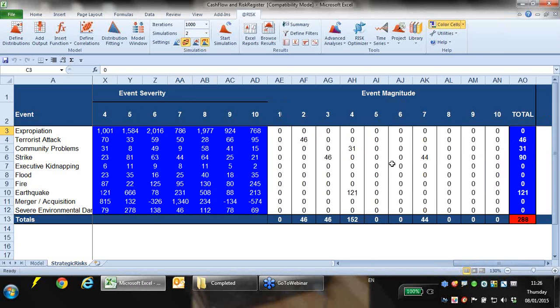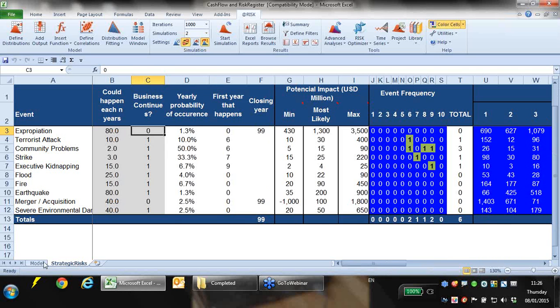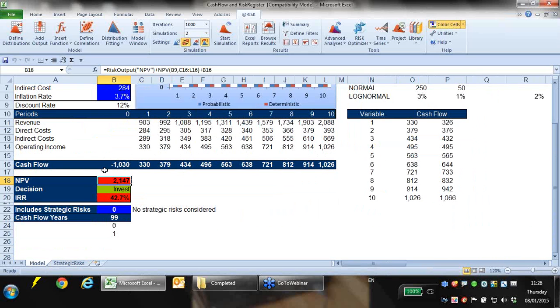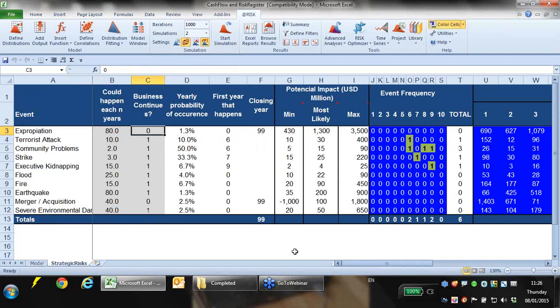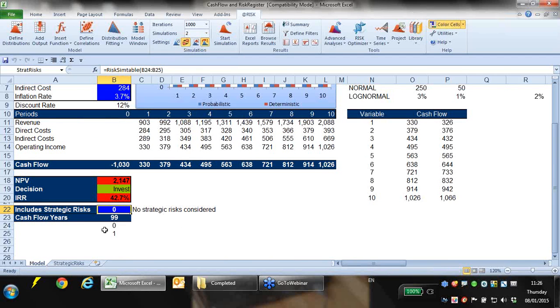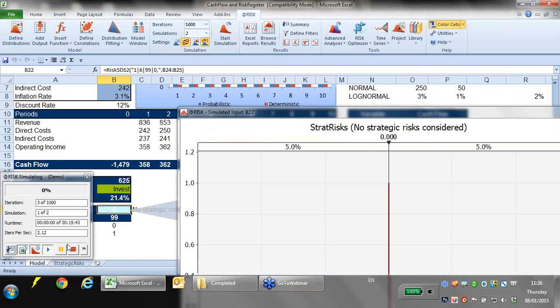So this is a risk register in the background here, and down here on the first page is something called a risk sim table function. What this sim table allows us to do is act as a switch, telling us whether or not to include the strategic risks from this risk register in our NPV model. And so actually I'm going to set the number of simulations to 2. I'm going to run the simulation, and let that run through.